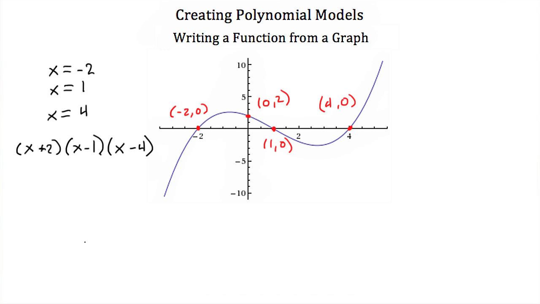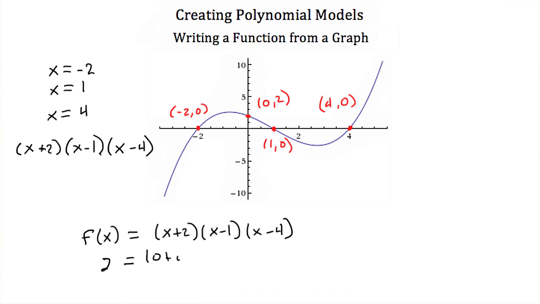So here we almost have our polynomial function be equal to x plus 2, x minus 1, and then times x minus 4. Except we're not quite done here. We have to make sure that this y-intercept fits our function. So to do that, we'll plug in 0 for x and 2 for f of x. So that'll look like 2 is equal to 0 plus 2 times 0 minus 1 times 0 minus 4.